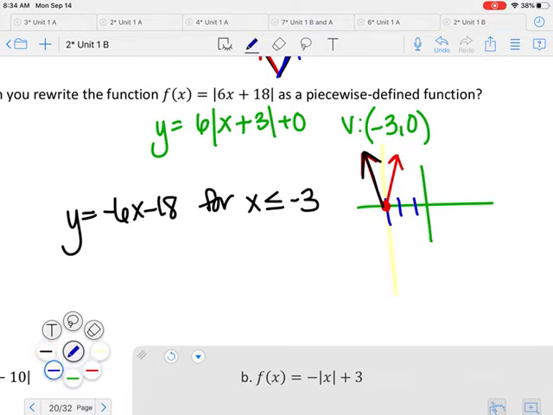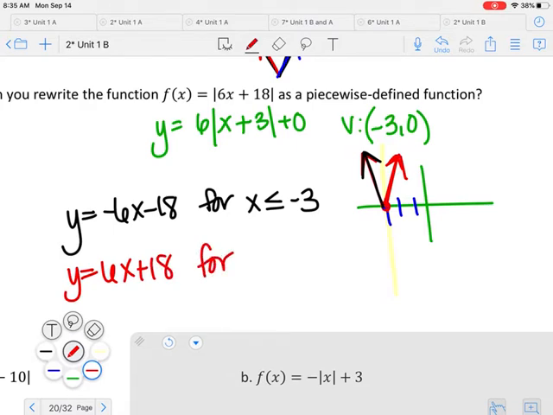And now let's do the leg on the right, the red one here. Same function. It's now, though, a positive slope, and it would have a positive y-intercept. So 6x plus 18. And this is on the other side of -3, the greater than side. So x is greater than -3.